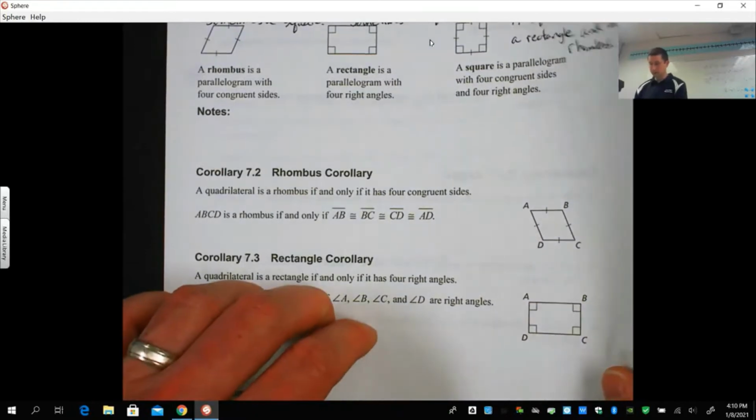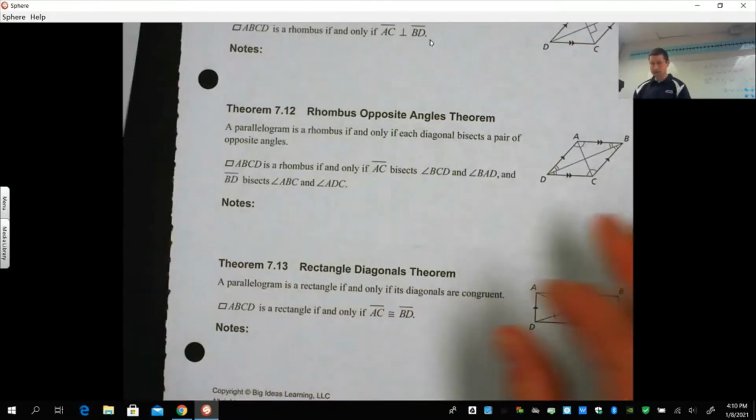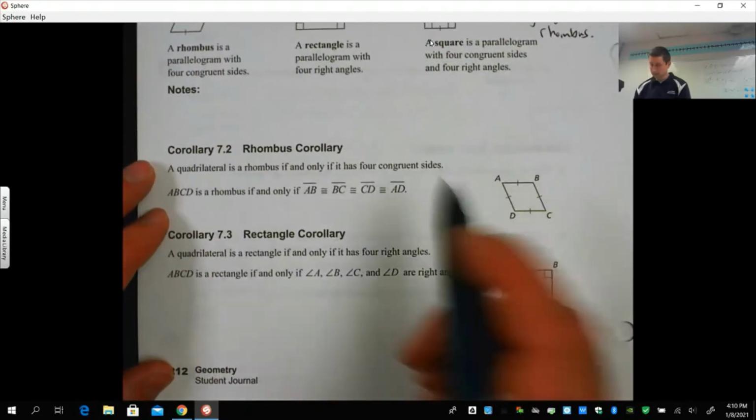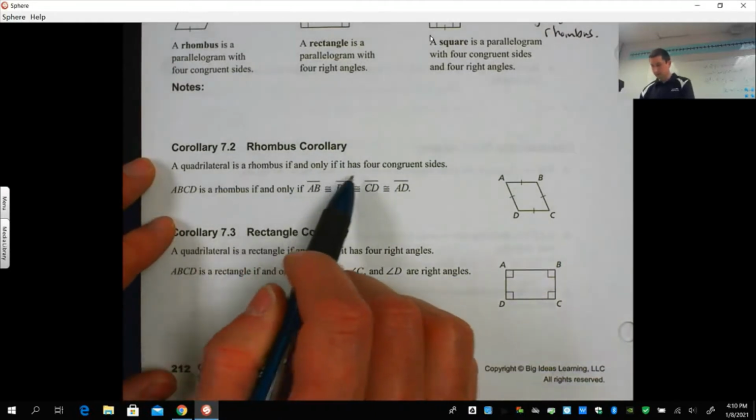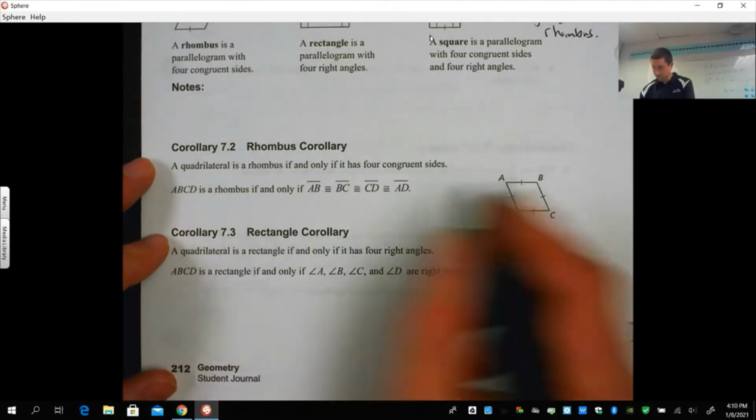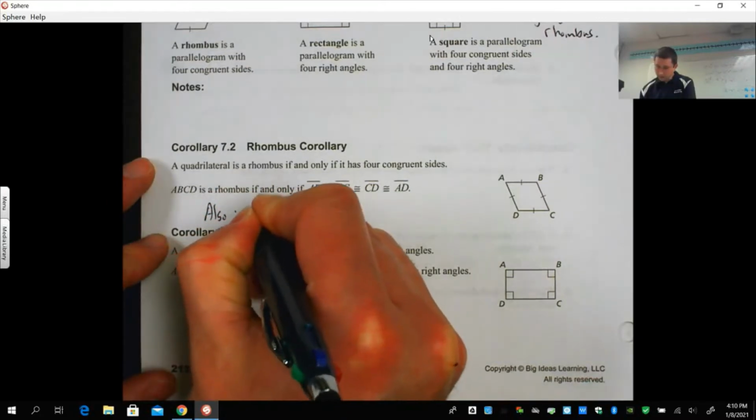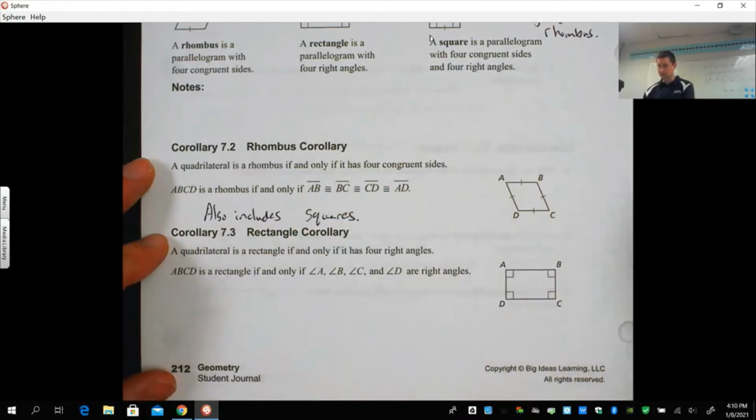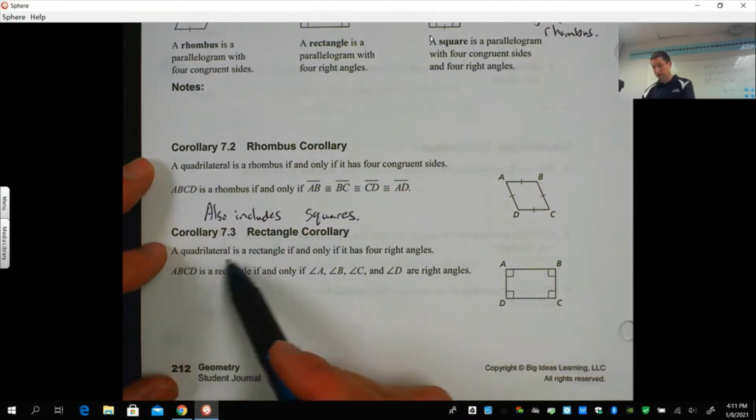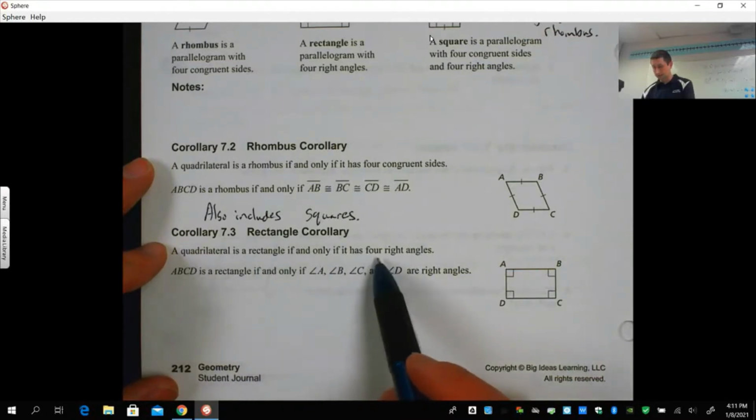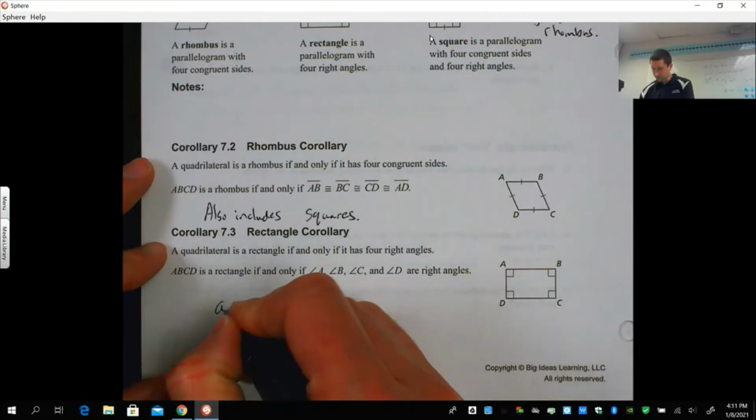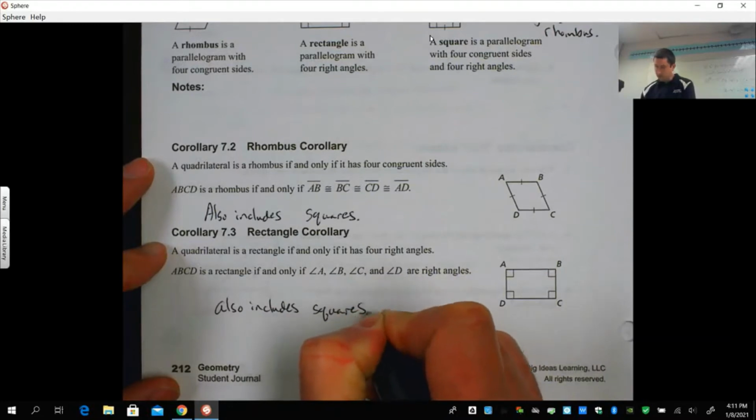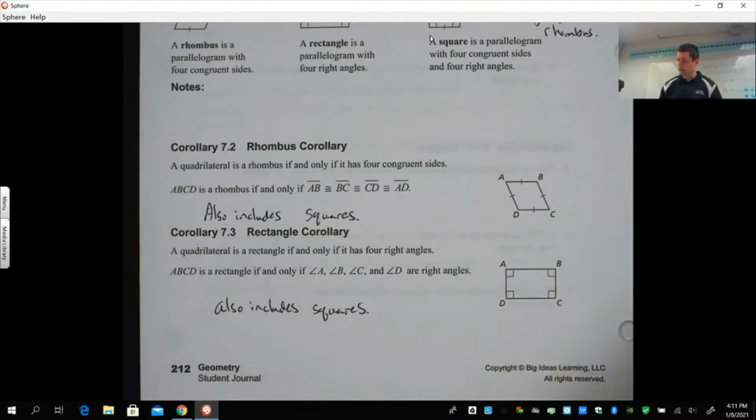We have a bunch of corollaries. Remember, corollaries aren't things you necessarily prove. And we get to some theorems here on page 213. So corollary 7.2, a quadrilateral is a rhombus if and only if it has 4 congruent sides. You already know that. This one also includes squares. So a square has to have 4 congruent sides. A quadrilateral is a rectangle if and only if it has 4 right angles. So this one also includes squares. Those are kind of the no-brainers that we've been talking about a lot here.